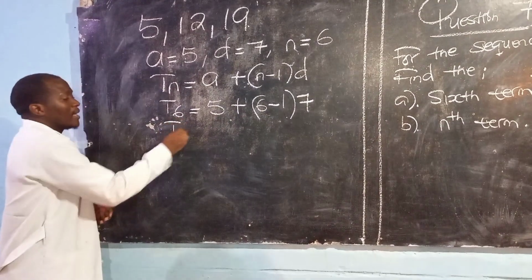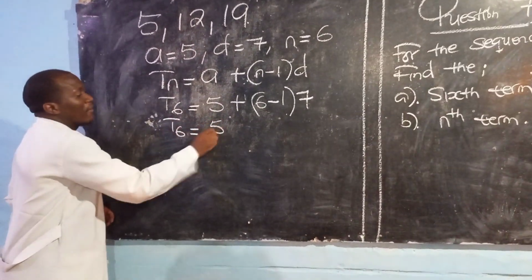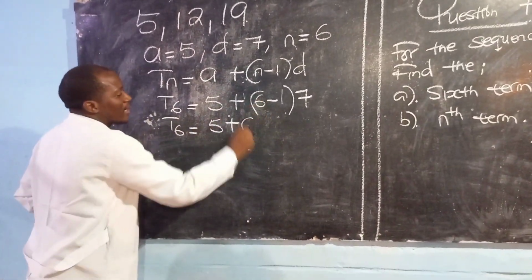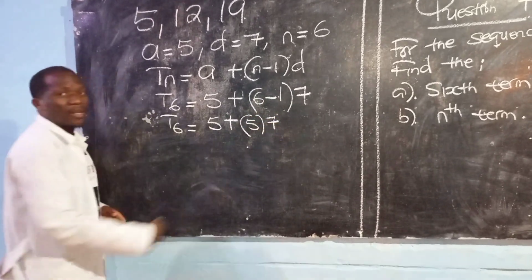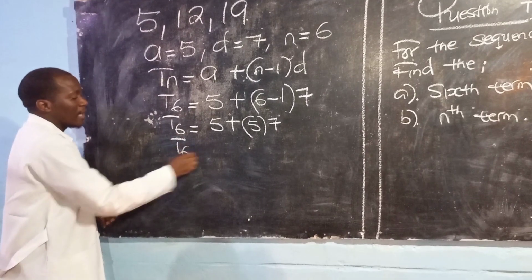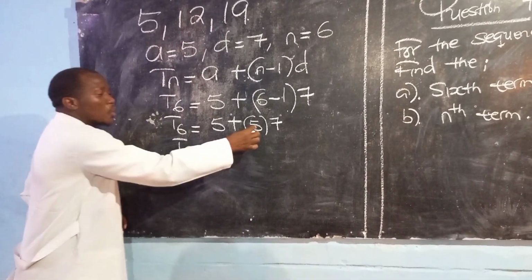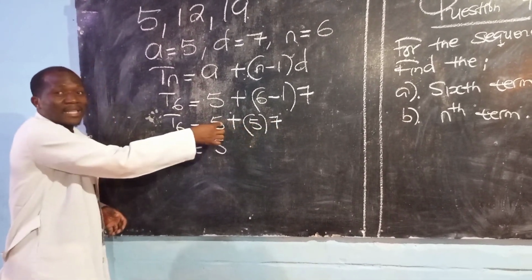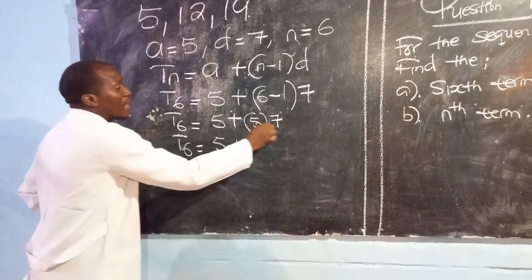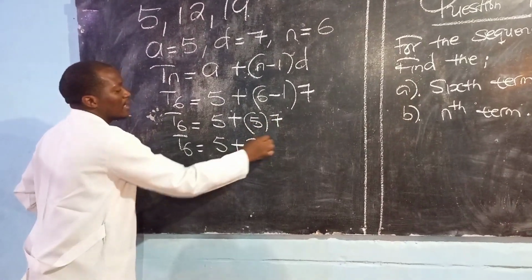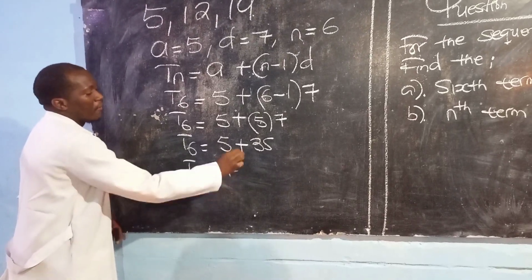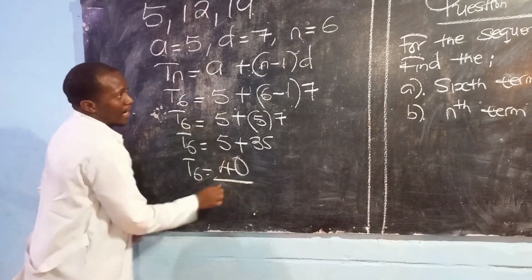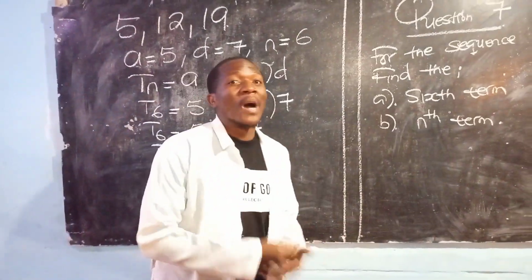So I'm going to say t 60 equals 5 plus, open brackets, 60 minus 1, this is 59. Then outside we're going to have a 7. So t 60 equals 5. Make sure you start by multiplying, then lastly you add: plus 59 times 7. Then we're going to say the 60th term is going to be the term we're going to have.